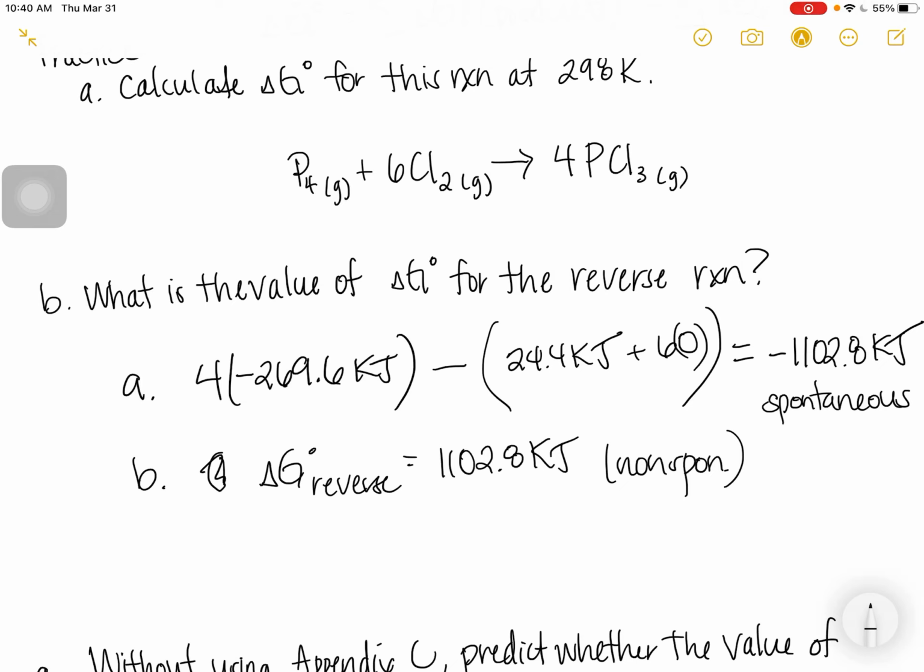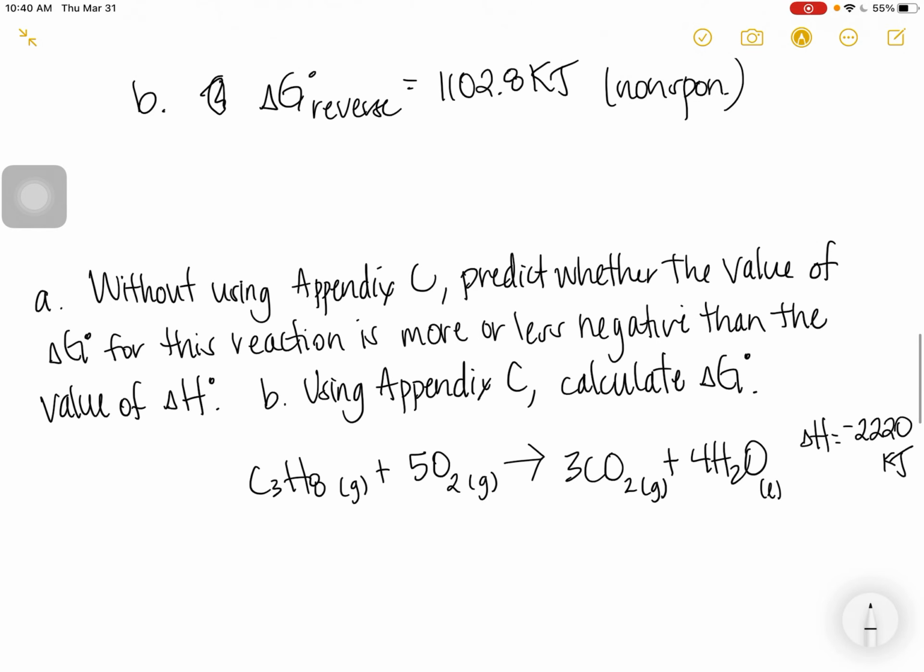Okay, so that's how we can use delta G's of formation to figure out delta G for any reaction, as long as it's occurring at standard conditions. That is a lesson for another day, because we do have reactions that occur at non-standard conditions.